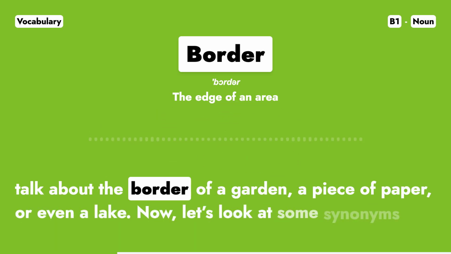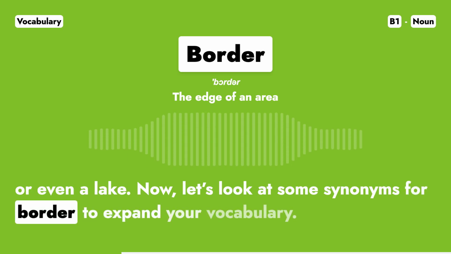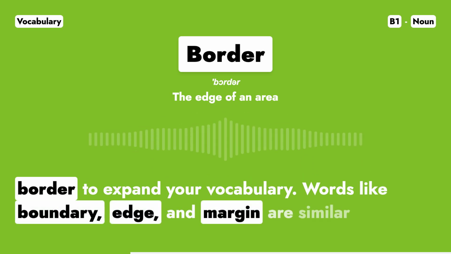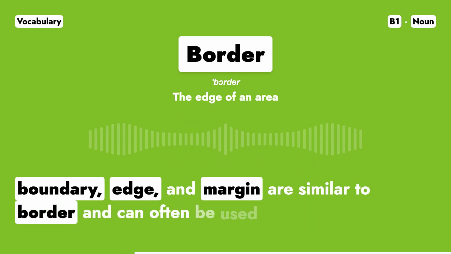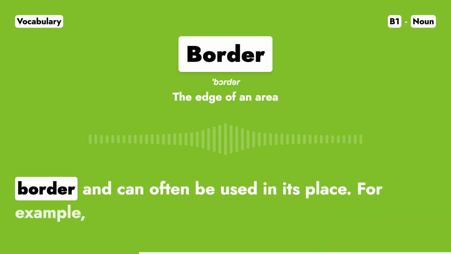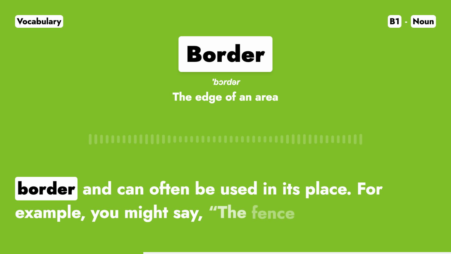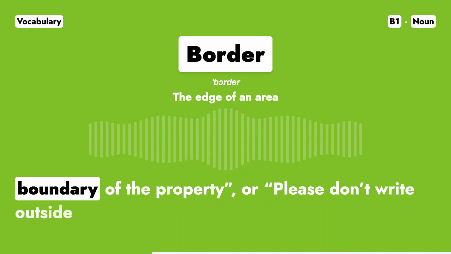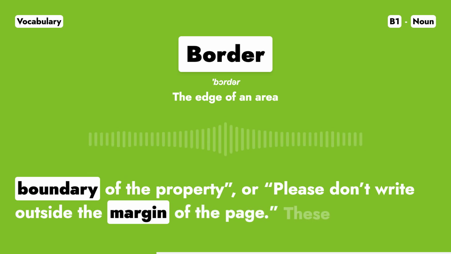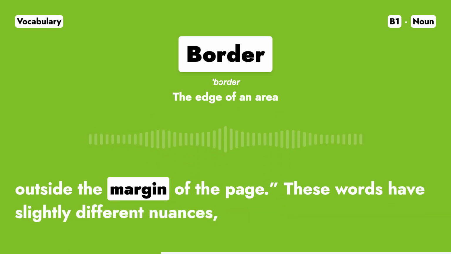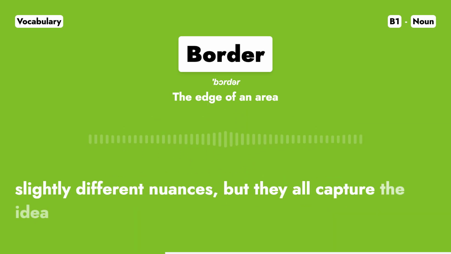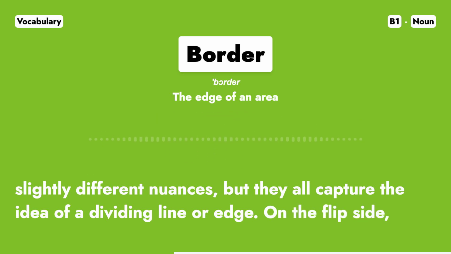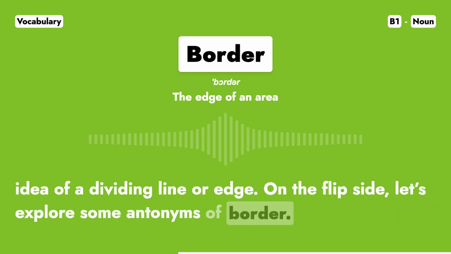Now, let's look at some synonyms for border to expand your vocabulary. Words like boundary, edge, and margin are similar to border and can often be used in its place. For example, you might say, "The fence marks the boundary of the property," or "Please don't write outside the margin of the page." These words have slightly different nuances, but they all capture the idea of a dividing line or edge.